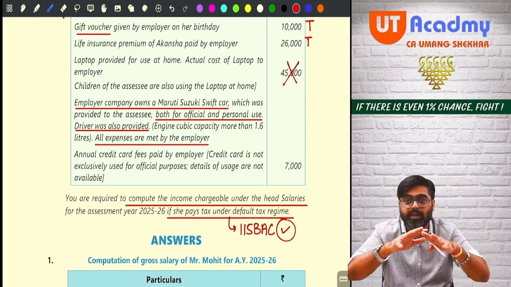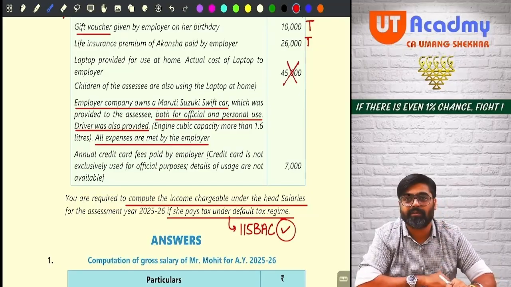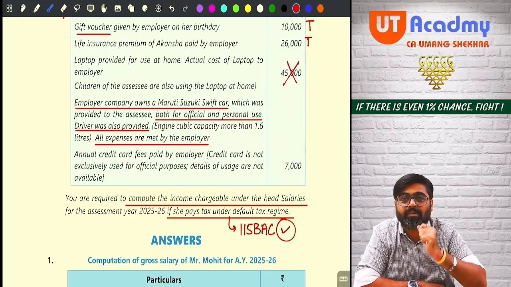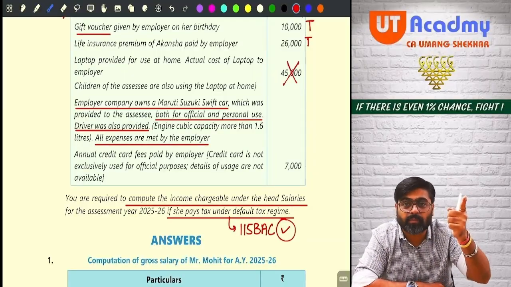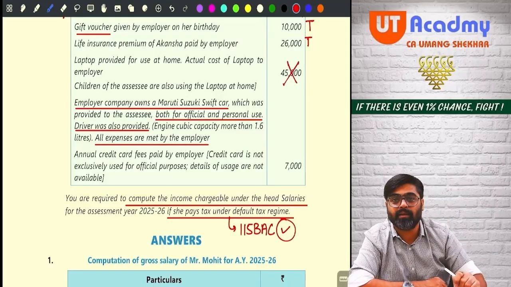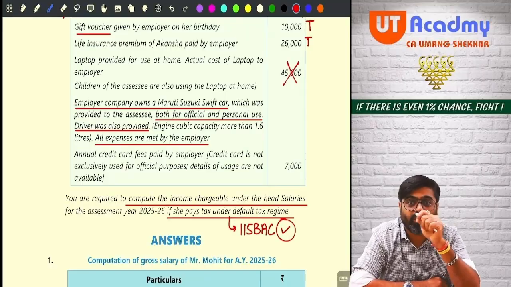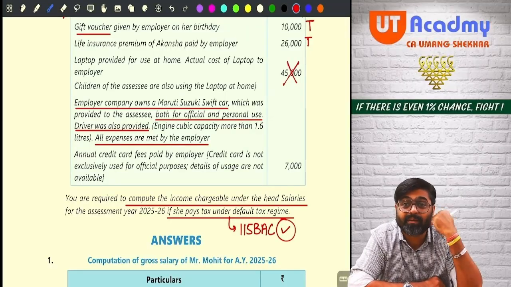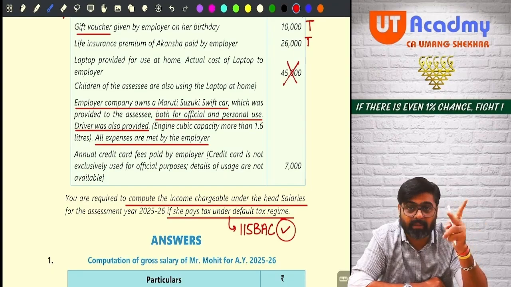No need to calculate this. If the car is partly official, partly personal, a flat amount will be taxed based on the engine capacity of the car. Either 1,800 per month or 2,400 per month. Include 900 extra if the driver was also provided. Partly official, partly personal, flat amount will be taxable. Driver was also provided. Then 1,800 as well as 2,400 both can be taxed.